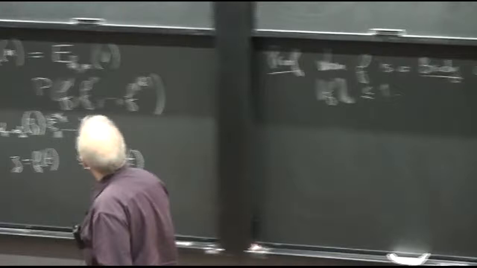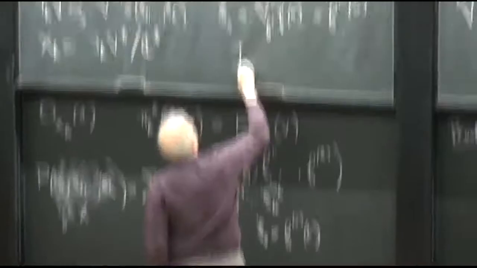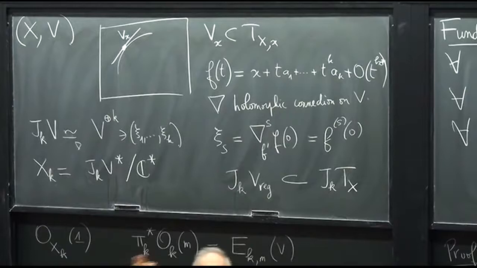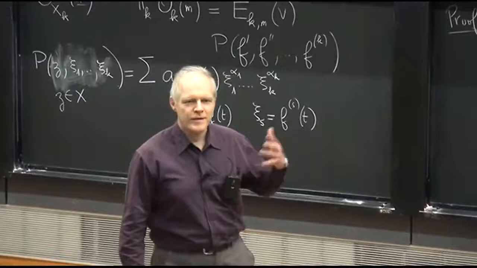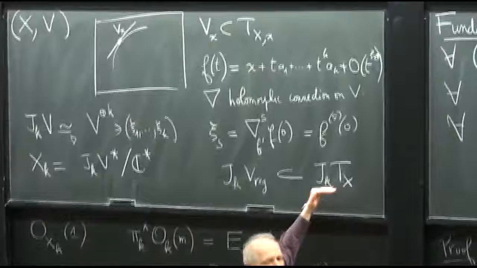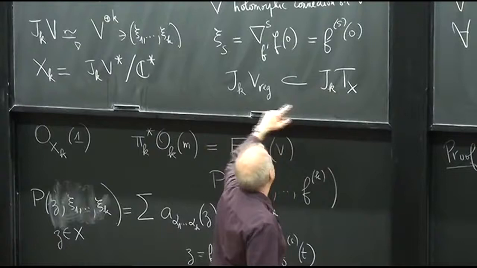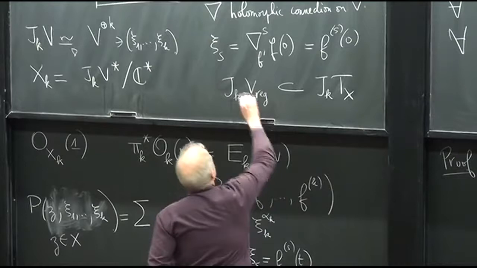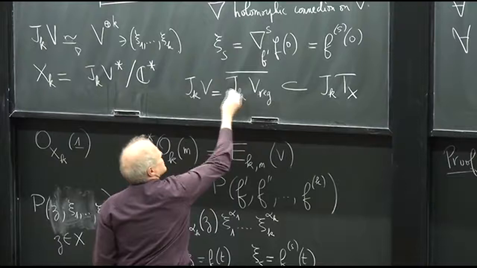Well, then what you are doing is you take the regular part, and you embed the regular part into J^k of T_X. If X is singular, you first take a modification which is non-singular. By Hironaka, you can find a non-singular model of X. Then for the whole of T_X, you get a bundle. And then you take the Zariski open set where V is a bundle, and it is just a subbundle there. Then you take the closure, and this is what you define to be J^k. I see, you just take the closure of the regular part.